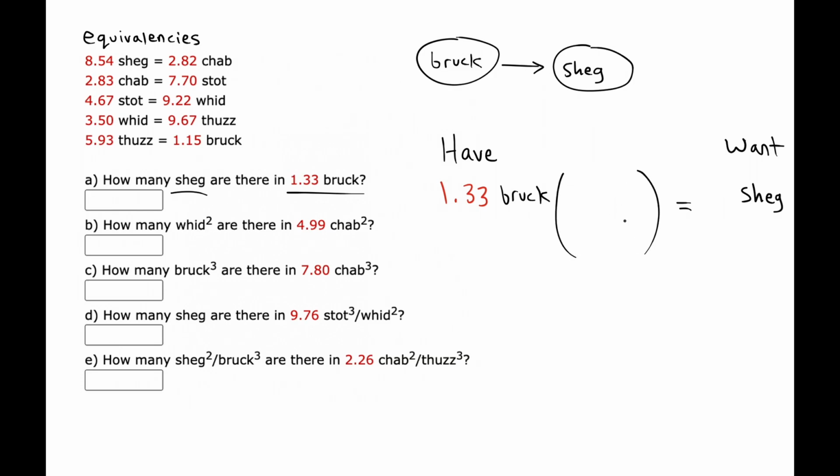If there was a single conversion between these two, then we would put the bruck down below and the sheg above. That way the bruck would cancel and the sheg would remain. But we would need to know the numbers that are associated with that conversion. The problem here is there is no direct conversion given between bruck and sheg. So we're actually going to have to go through several intermediate steps to get from bruck to the desired unit of sheg.